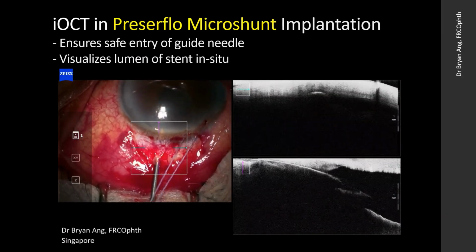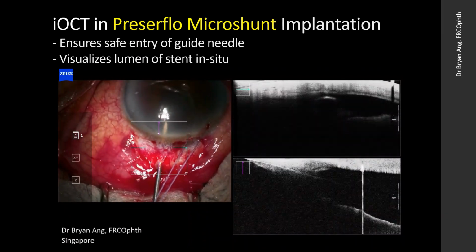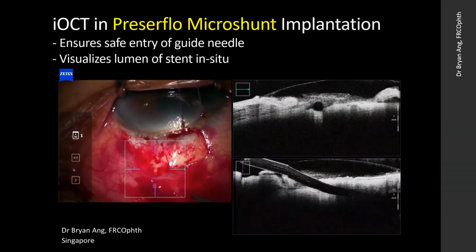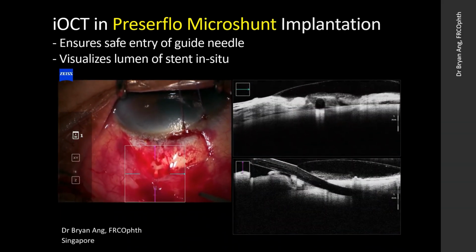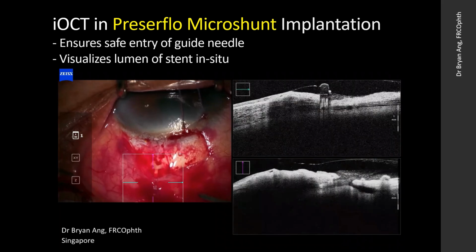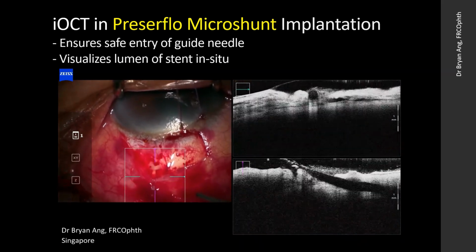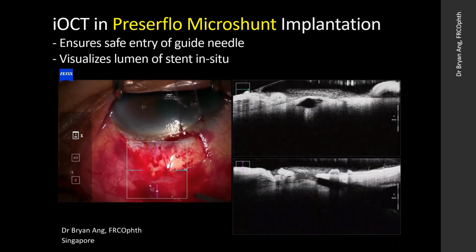It can also be used to visualize the lumen of the stent in situ to ensure no obvious blockage or occlusion with blood or debris. You can appreciate here the high resolution of the iOCT in imaging the clear lumen of the stent in this case.